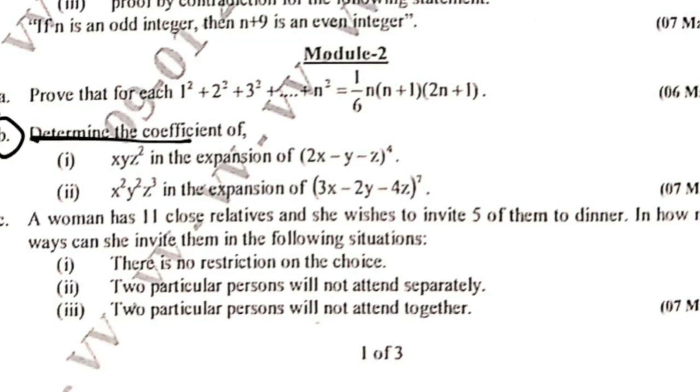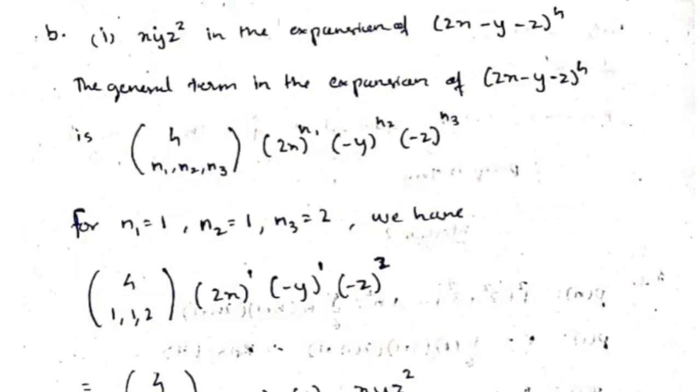3b, the question is: determine the coefficient of xyz squared in the expansion of this term. Okay, so we'll see how to approach this question. This is from the binomial theorem. The question is, this term has an expansion.